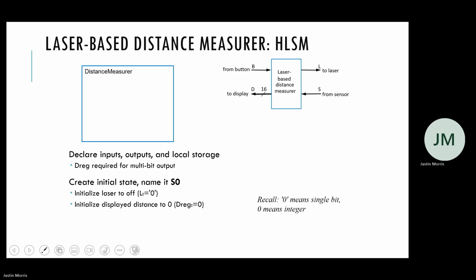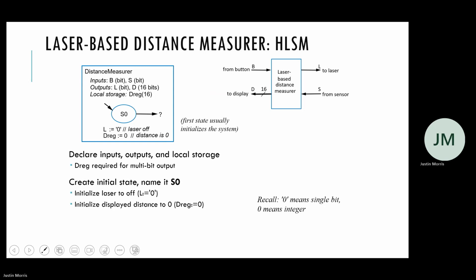All right. So for our high-level state machine, we've declared the inputs and outputs, and now do we need any local storage for keeping track of the time, right? Let's start by creating the initial state. We'll call it S0. In the initial state, we're doing nothing. We're just waiting for the user to input, right? Our local storage to keep track of the time is going to be called dreg. And this is our initial state: laser is off, distance is reset to 0. Okay.